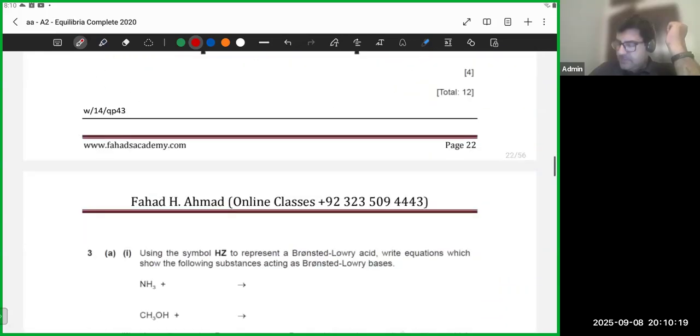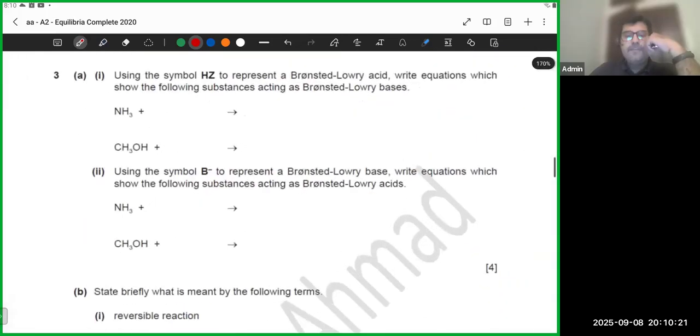We'll skip the isomers and move to this. What is he saying? He's saying using the symbol HA to represent a Brønsted-Lowry acid, write equations showing the substances behaving as bases. So they're going to accept H+. HA, NH3 would accept an H+, it will become NH4+, and you'll be left with A-.